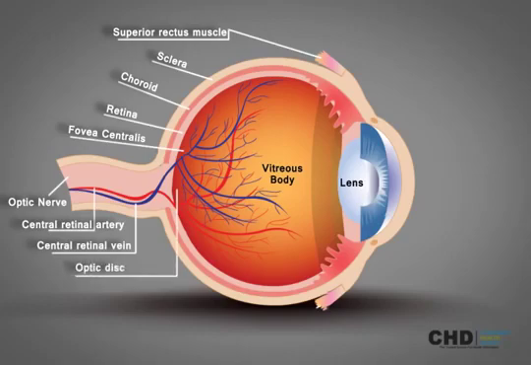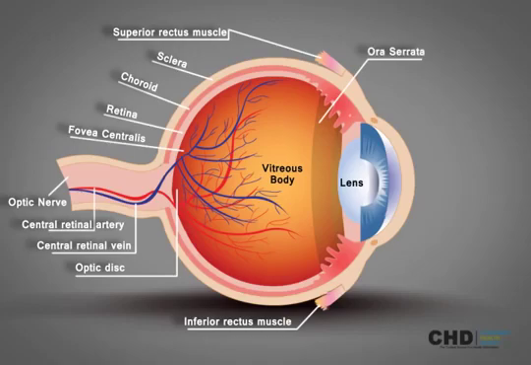The optic disc is also known as the blind spot. This is where all of the axons of the ganglion cells exit the retina, to form the optic nerve. The inferior rectus muscle is located in the orbit. It is one of 6 muscles that control the movements of the eye.